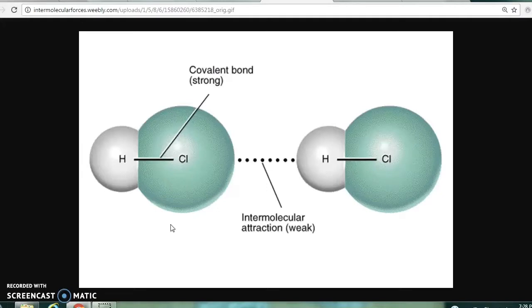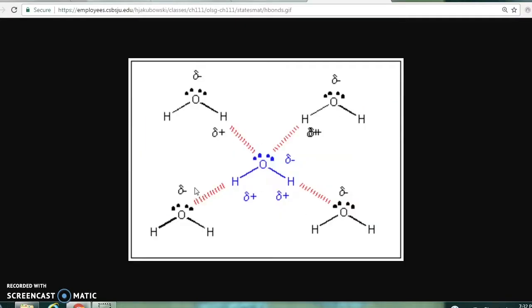Just showing an LDF attraction between these two molecules. The molecules' Lewis dot structures and the attractions between them. This is hydrogen bonding, but yeah, you can be asked to draw something similar to this.